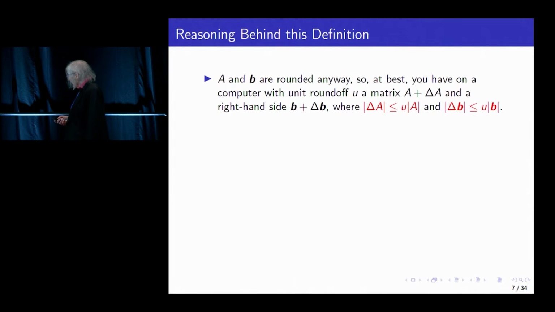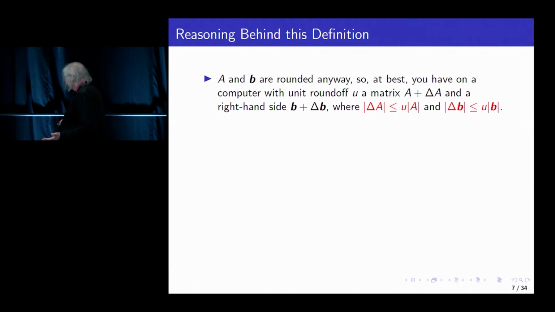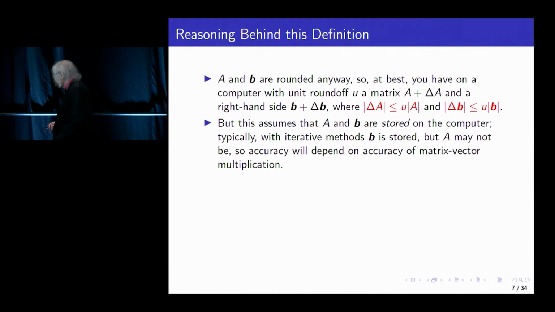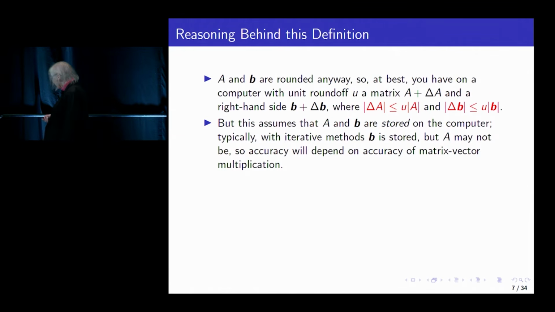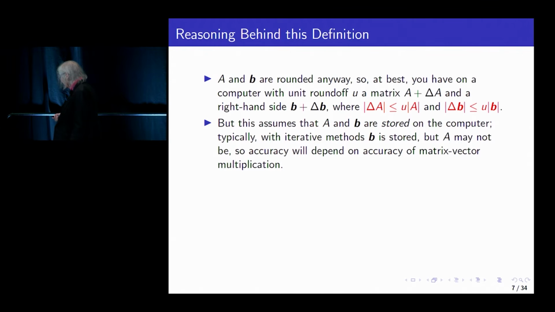What's the reasoning behind this definition? Well, A and b are rounded anyway, so at best you have on a computer with unit round-off u a matrix A + delta A and right-hand side b + delta b, where the entries of delta A and delta b are less than u times the corresponding entries of A and b. Now, that may not be such perfect justification for iterative methods, because with iterative methods, although b is usually stored, the matrix A may not be. So the accuracy of an iterative method is going to depend on the accuracy of matrix vector multiplication, which might be done in the standard way, or it might be done in many non-standard ways.